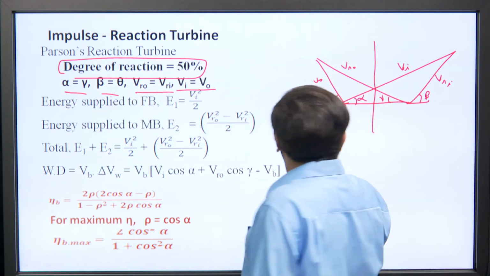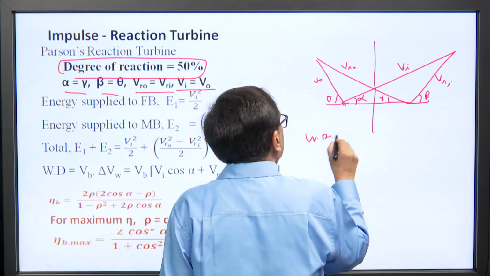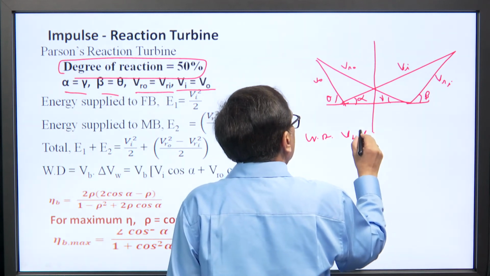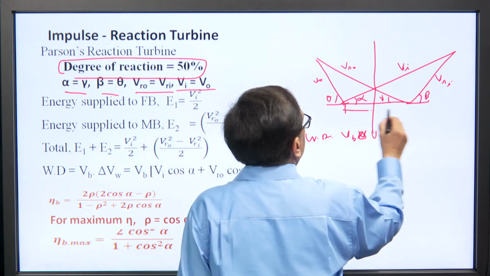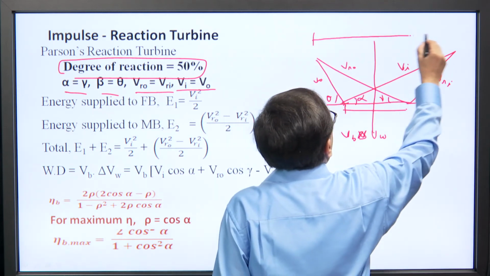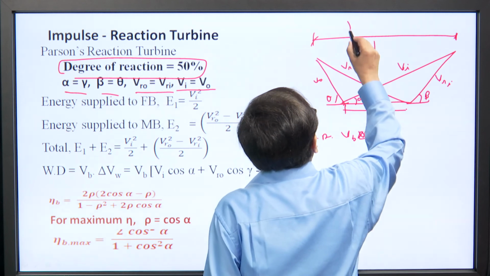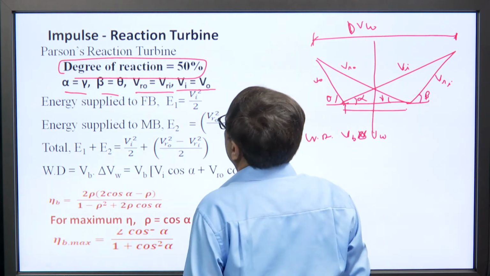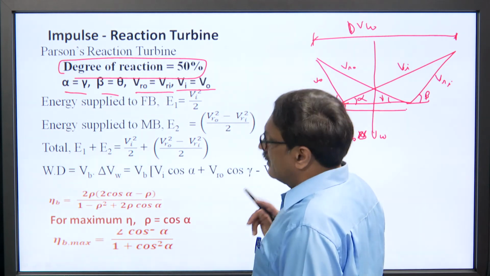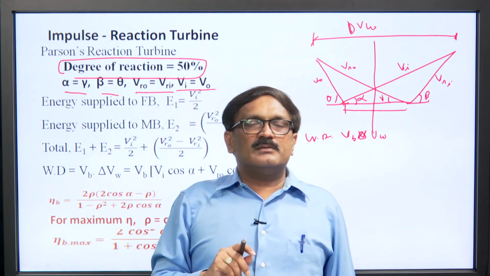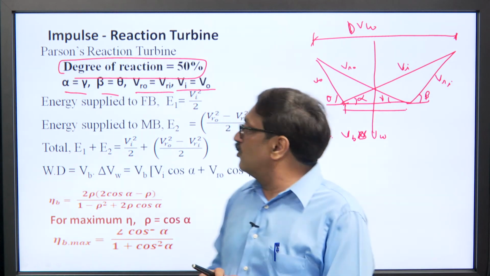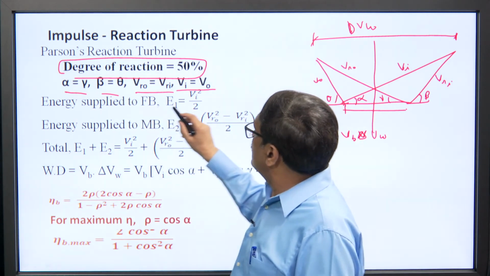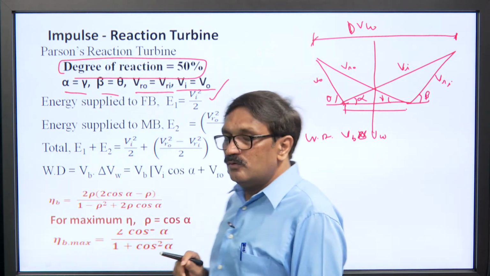For finding out the work done, it is nothing but Vb into delta Vw. Vb is known, and delta Vw we can find out from here. And what is the energy supplied? Energy is supplied in two places. First, at the nozzle, the fixed blade. Energy supplied to the fixed blade is equal to Vi square by 2.